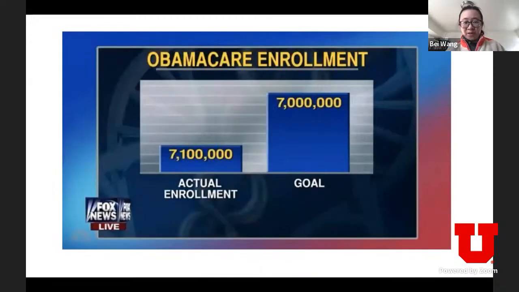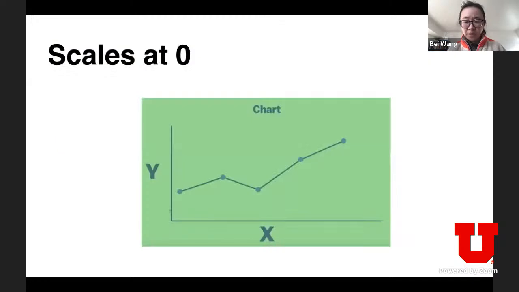What's wrong with this visualization? There are so many things wrong with this. I think Fox News needs to, I don't know which date this is, but they need a better visualizer for their data set. Oh, sorry.